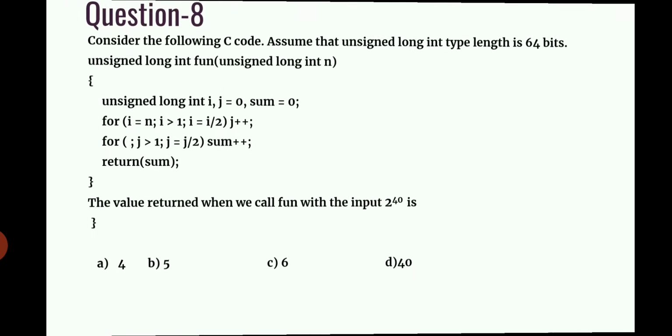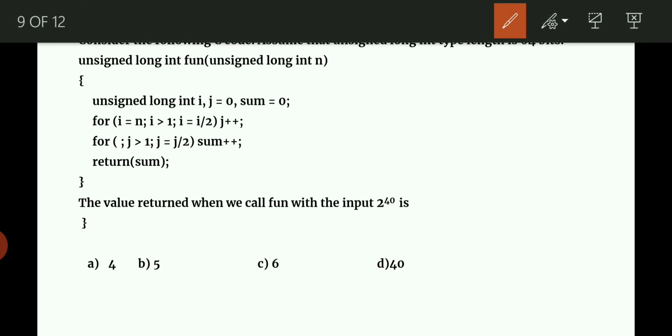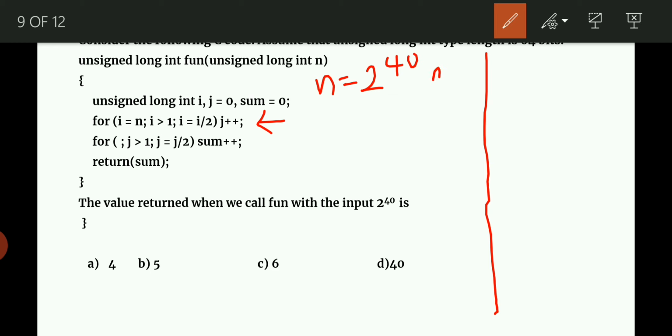Let us move on to question number 8. In question number 8, we have a function called fun, and it has one formal argument n, and it is simply called with the value 2 raised to 40. So n will get the value 2 raised to 40, and this for loop will get executed with i equal to n, i greater than 1, and i equal to i by 2. So initially the value of i is n, 2 raised to 40.